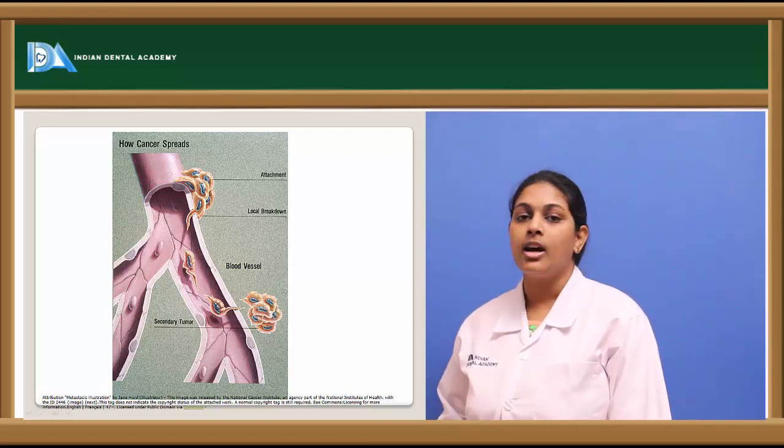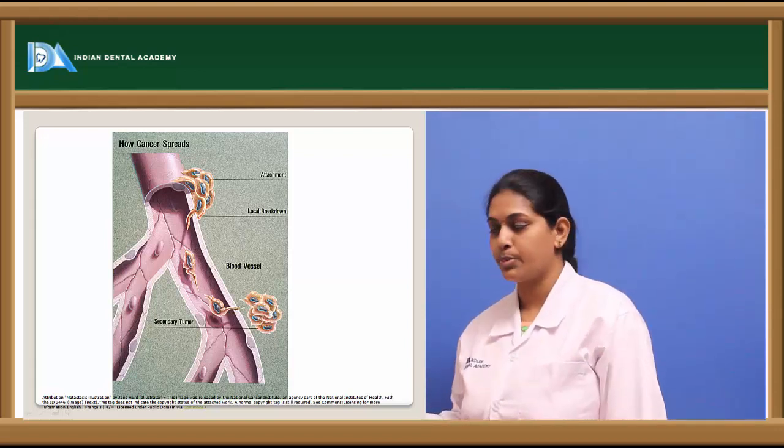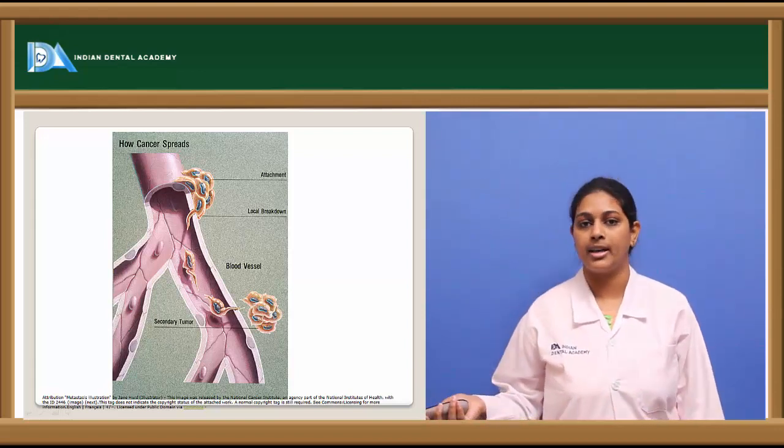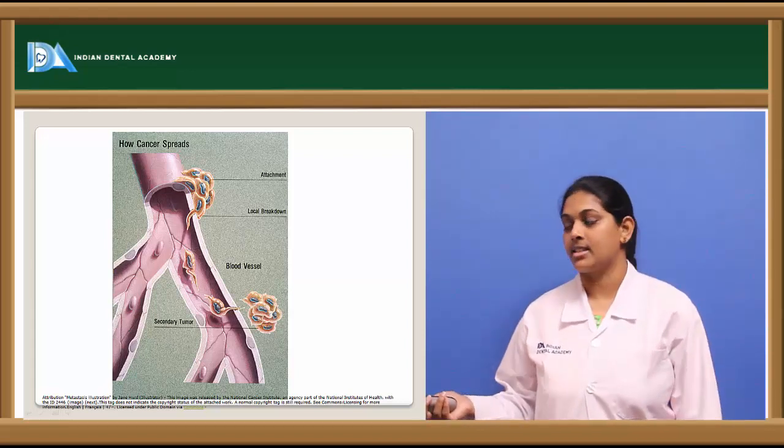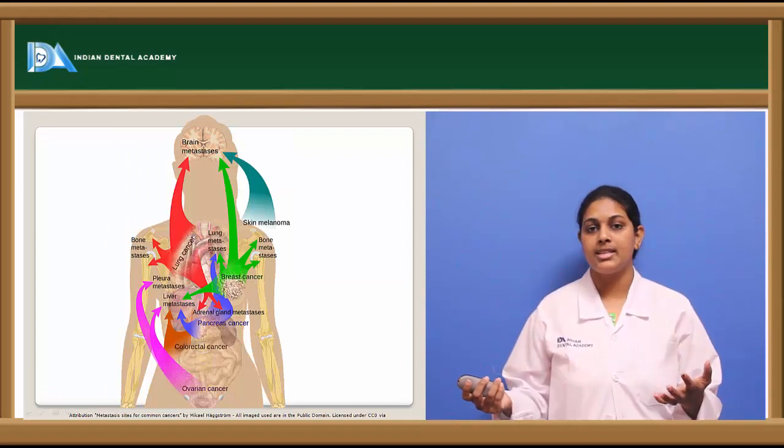This is what happens in spread of the cancer, that is by the direct spread and by distant spread. That is the local invasion and metastasis. This completes the process of metastasis. Coming now to the most common metastatic sites.